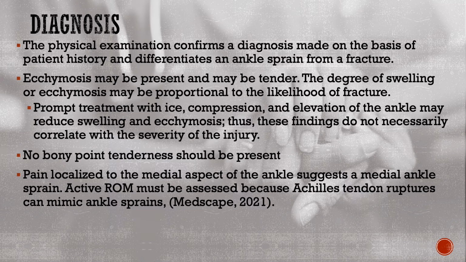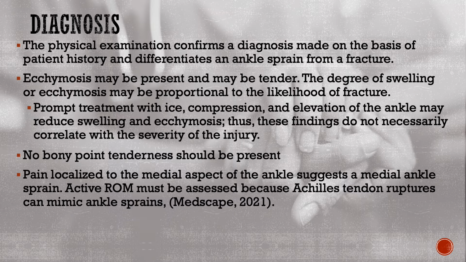The physical examination confirms a diagnosis made on the basis of patient history and differentiates an ankle sprain from a fracture. The examiner should look for areas of tenderness and swelling. Ecchymosis may be present and may be tender. The degree of swelling or ecchymosis may be proportional to the likelihood of fracture. Note, however, that blood usually settles along the medial or lateral aspects of the heels. Thus, the location of the ecchymosis may not correlate with the location of the injury.